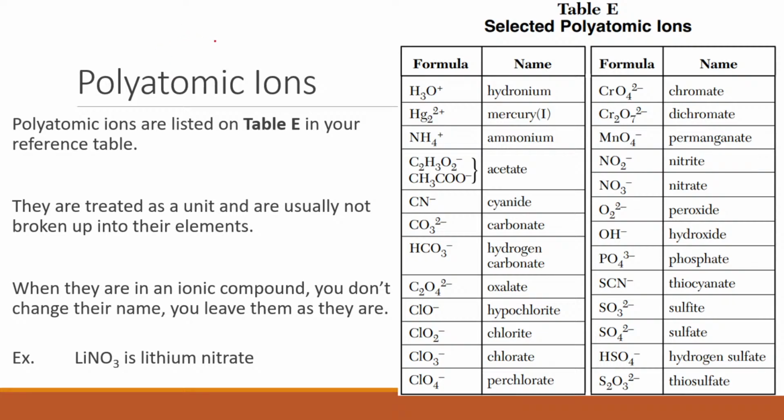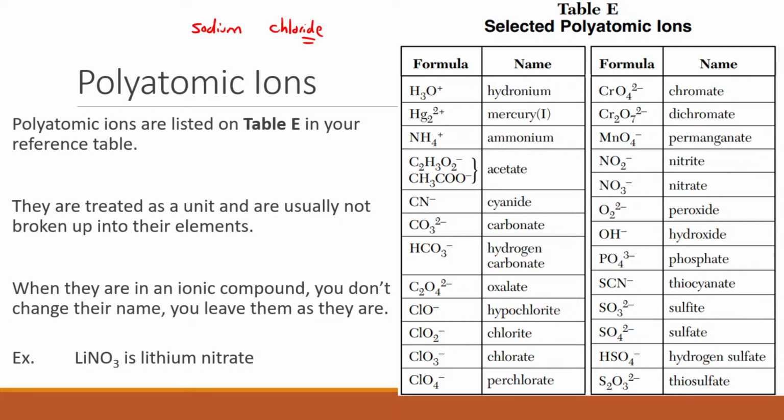Last time we talked about table salt, sodium chloride, and we said that sodium, the first ion, the positive ion, keeps its name, where the second ion, the negative ion, gets its ending changed to "ide." That does not happen for a polyatomic ion. Lithium with NO3, which is nitrate, we can see that right here, is called lithium nitrate. We do not change the ending. We do not mess with the names of these polyatomic ions as they're given to us in the reference table.